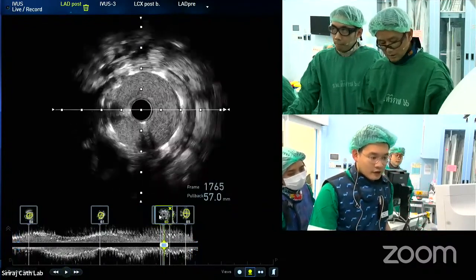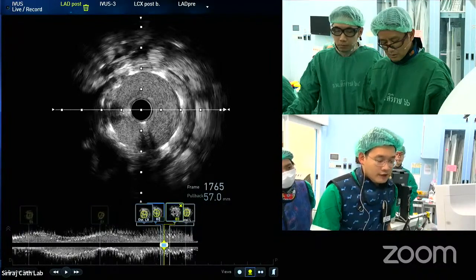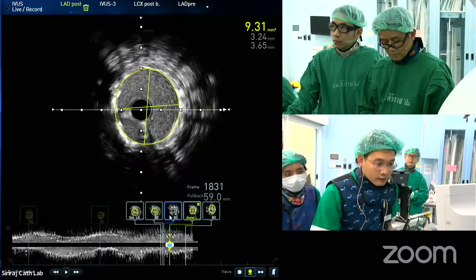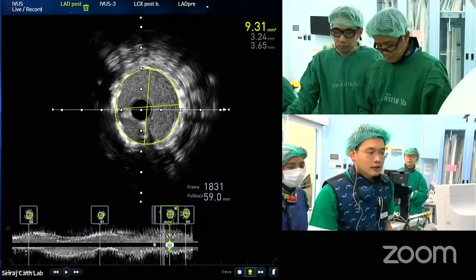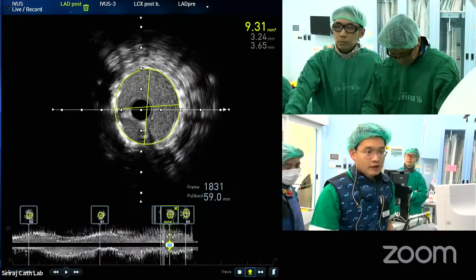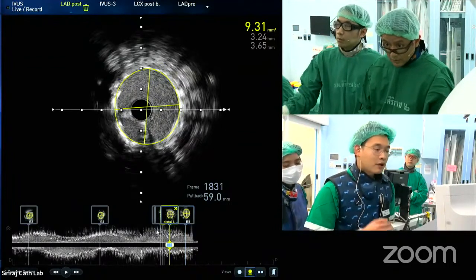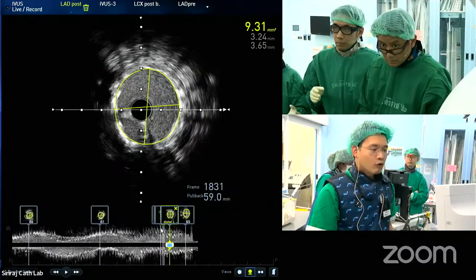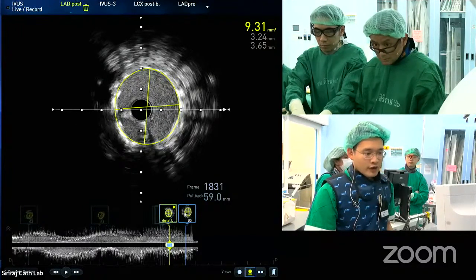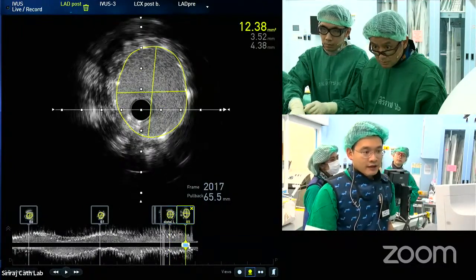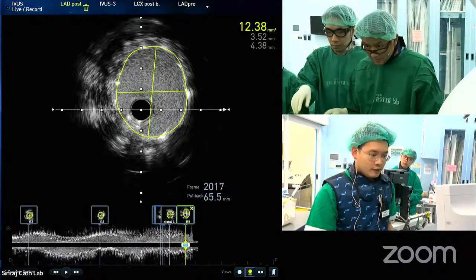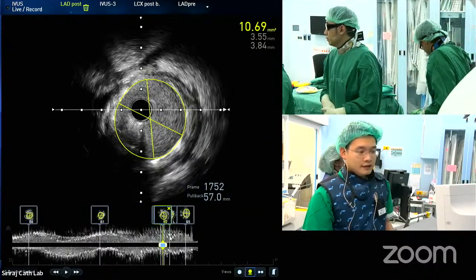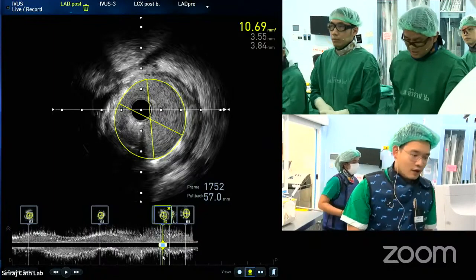Yes, because this is a predictor of in-stent restenosis. So here, this is the distal left main, which is 9.3 square millimeters, and this part looked under-expanded a little bit before Dr. Nattawut post-dilated it with 4.0 and it got bigger, now 9.3. And at the ostium, the left main is more expanded to 12 square millimeters. And the LAD is equalized. The proximal LAD at the ostium, MSA is about 10, which is good.